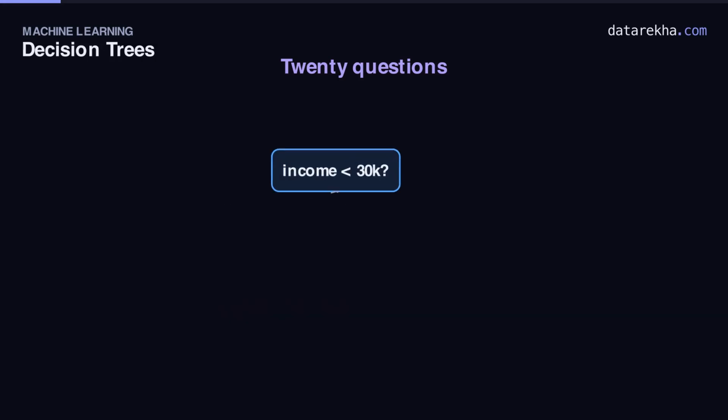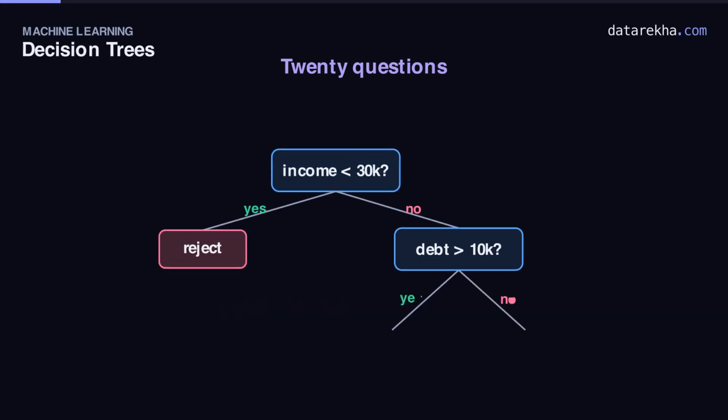Stack those questions up, and each one branches the data in two. The whole chain forms a tree, questions inside, and a predicted class waiting at every leaf. Today, we focus on classification trees, the ones that output a class like approve or reject.